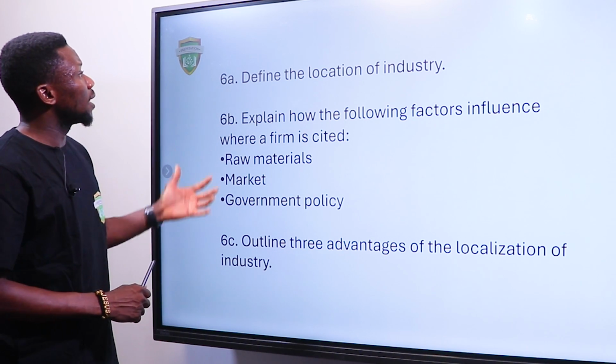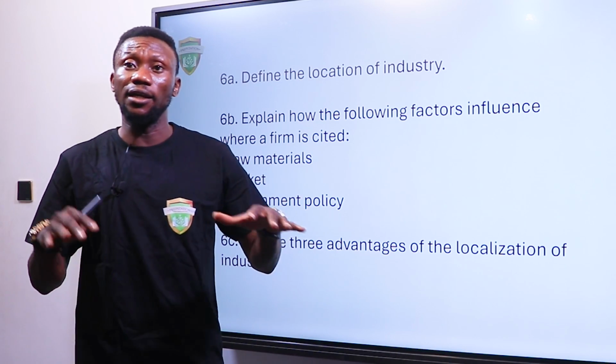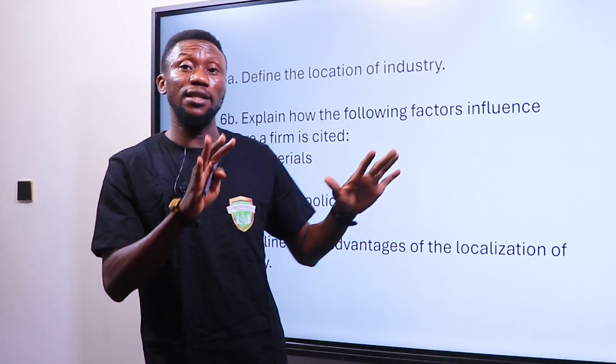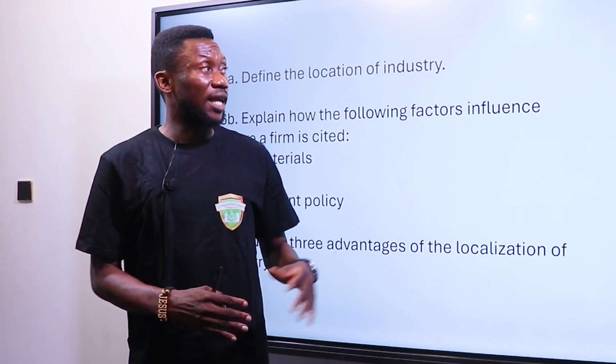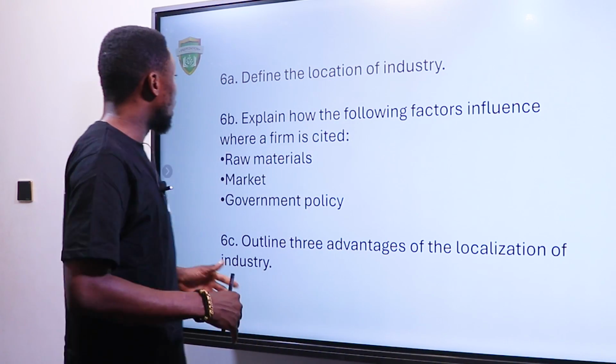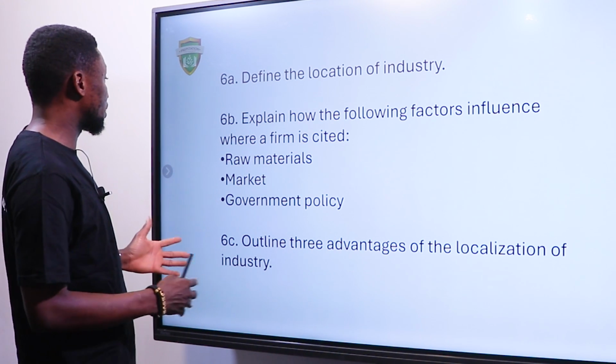So let's define location of industry. Where we locate an industry, that is where a firm chooses to locate their company or their headquarters or their branch. That's what we call location of industry. And we have explained how the following factors influence where firms are situated or sited.